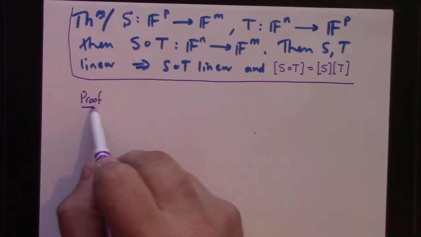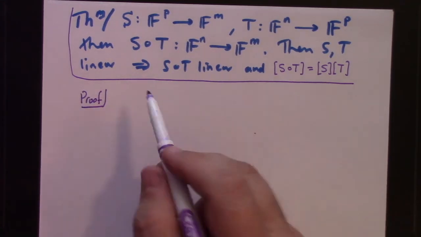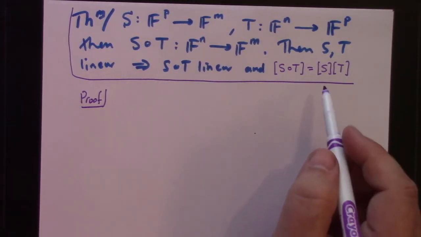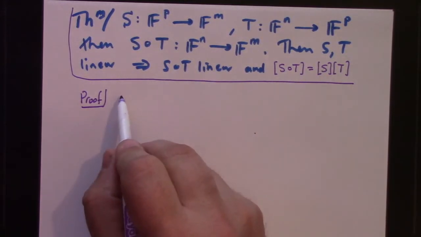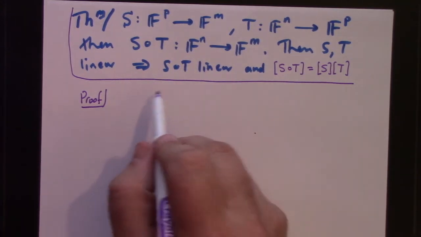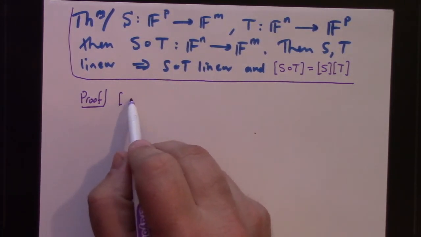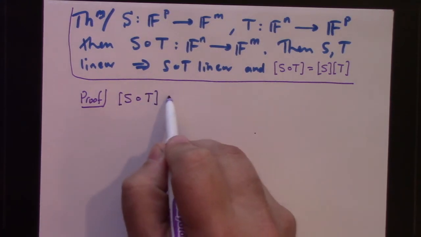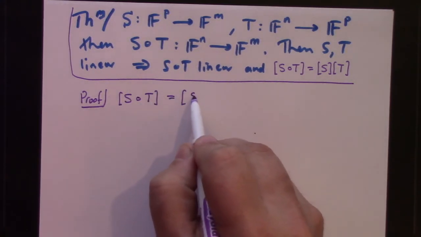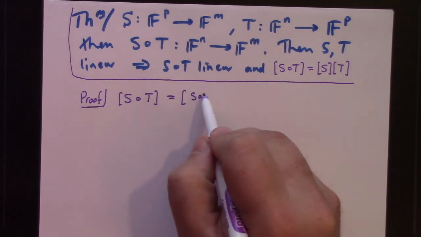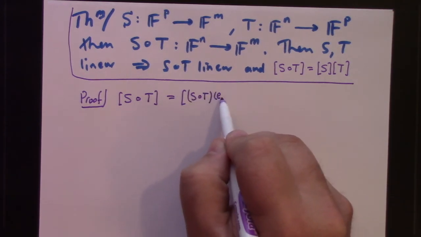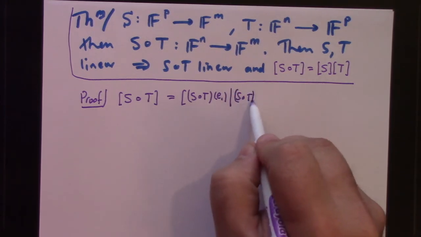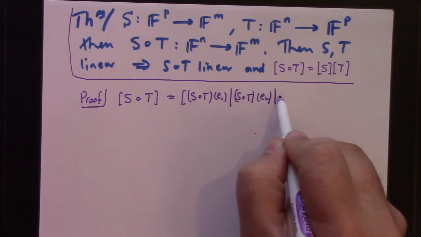So again, the linearity of the composite, we already know that. If these are linear, then the composite's linear. We proved that last time. So let's look at the standard matrix. What is the standard matrix of the composite? Okay, what is S composed with T? Well, remember that is S composed with T of E1, S composed with T of E2, and then however many we got.